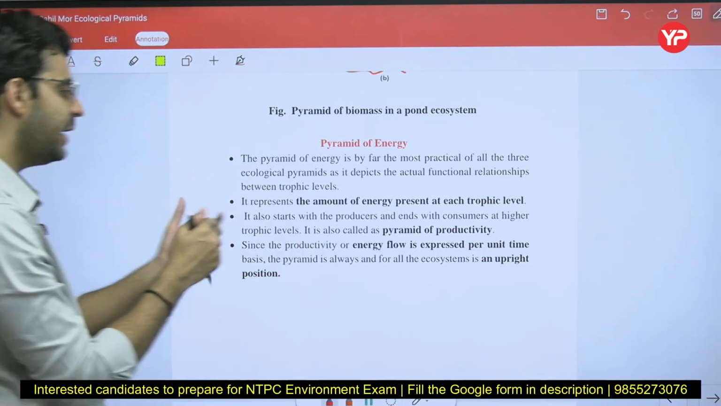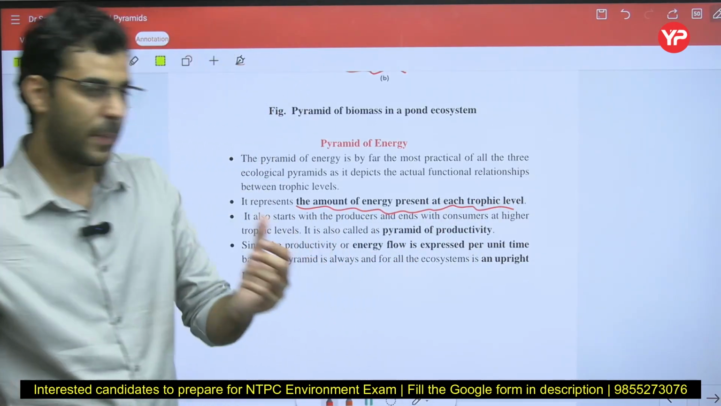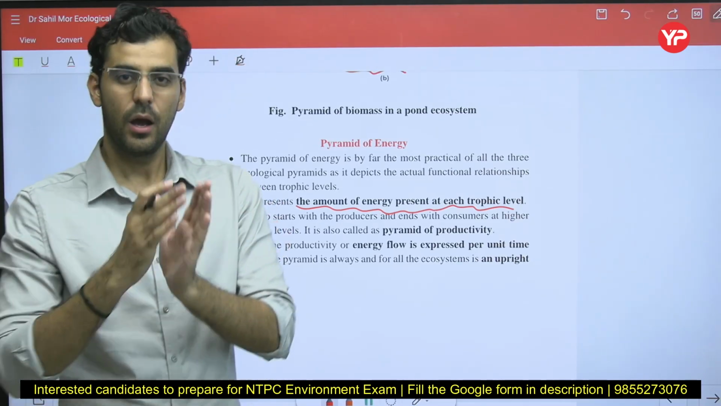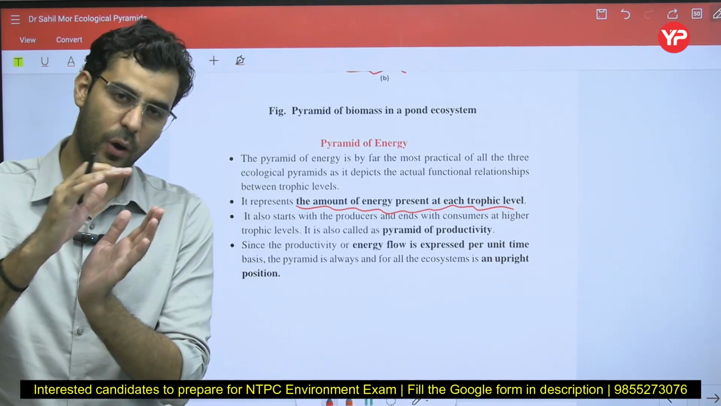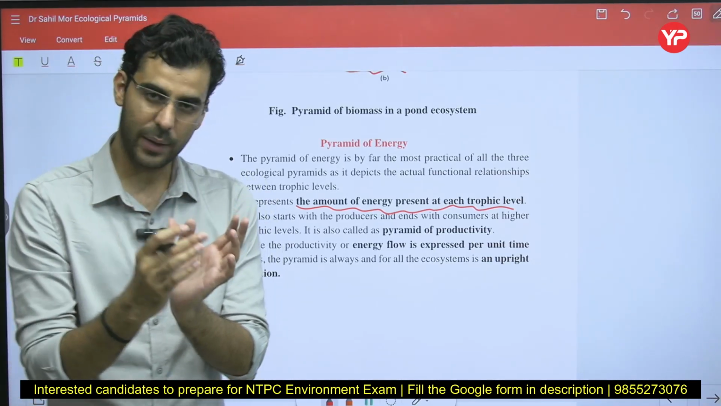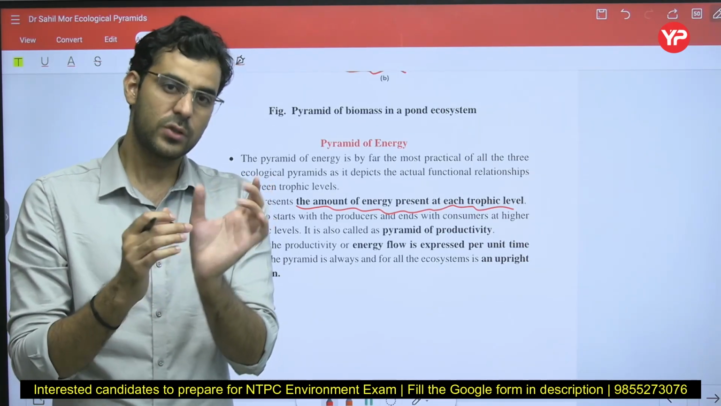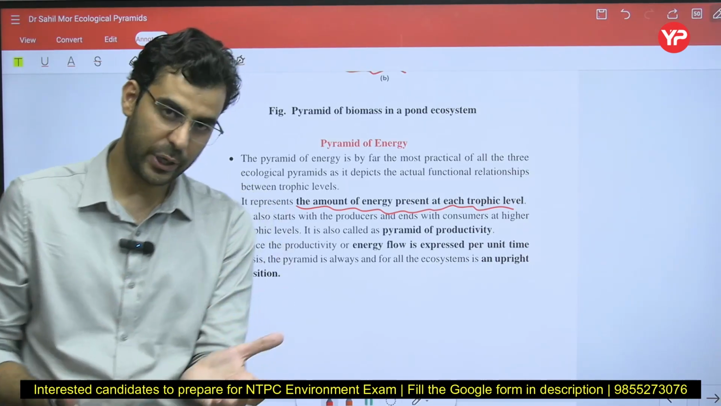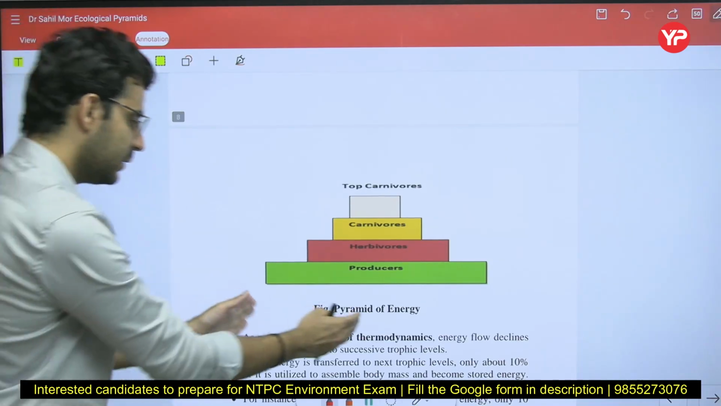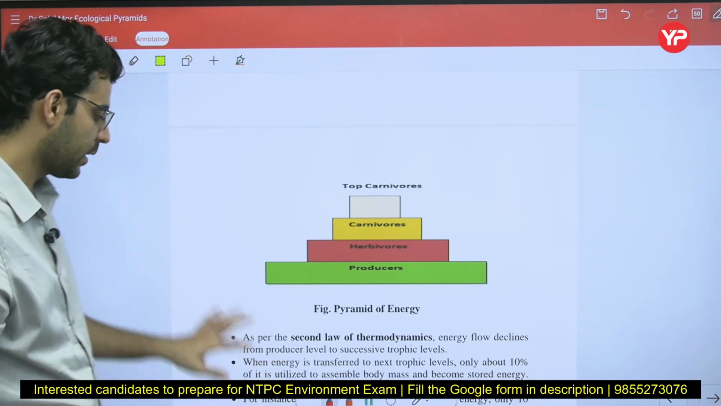Because it simply represents the amount of energy present at each trophic level, and practically at every level only 10% energy is supplied. So at each level 90% energy is consumed. If we start with your producers, suppose this is the pyramid of energy. Its shape will always be upright. Okay, it's clear.